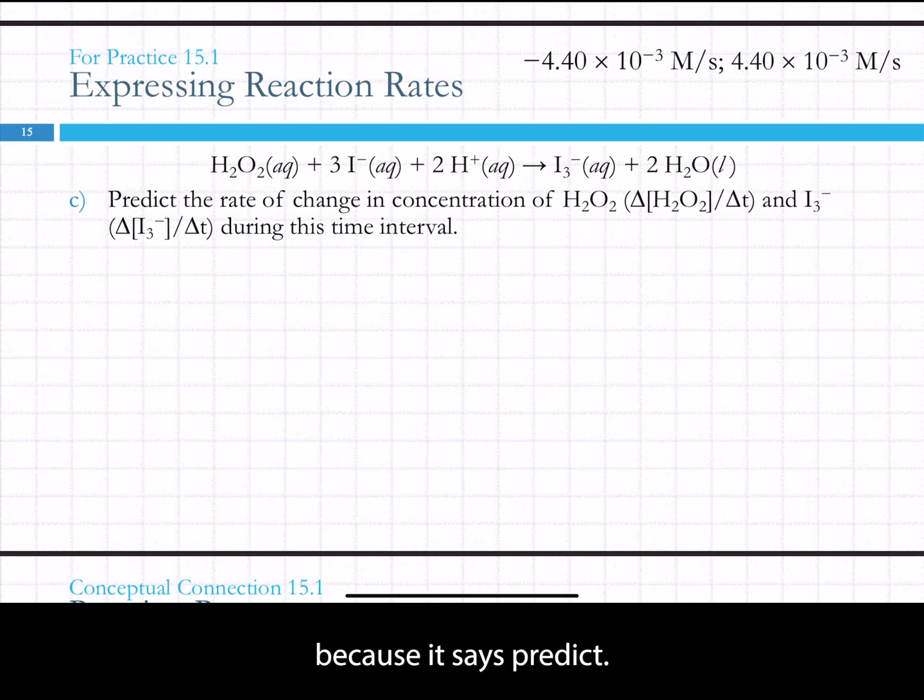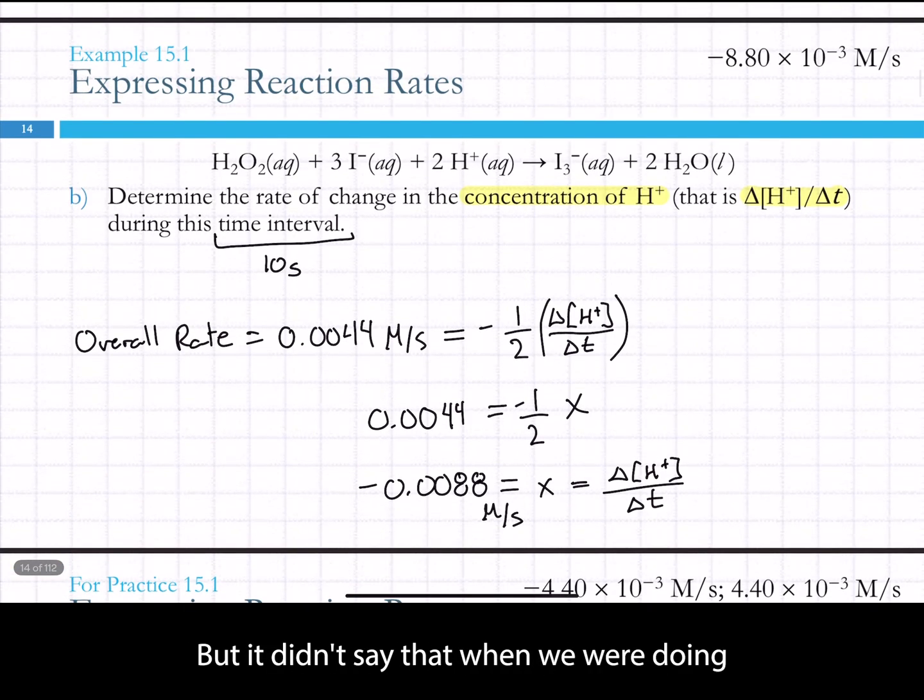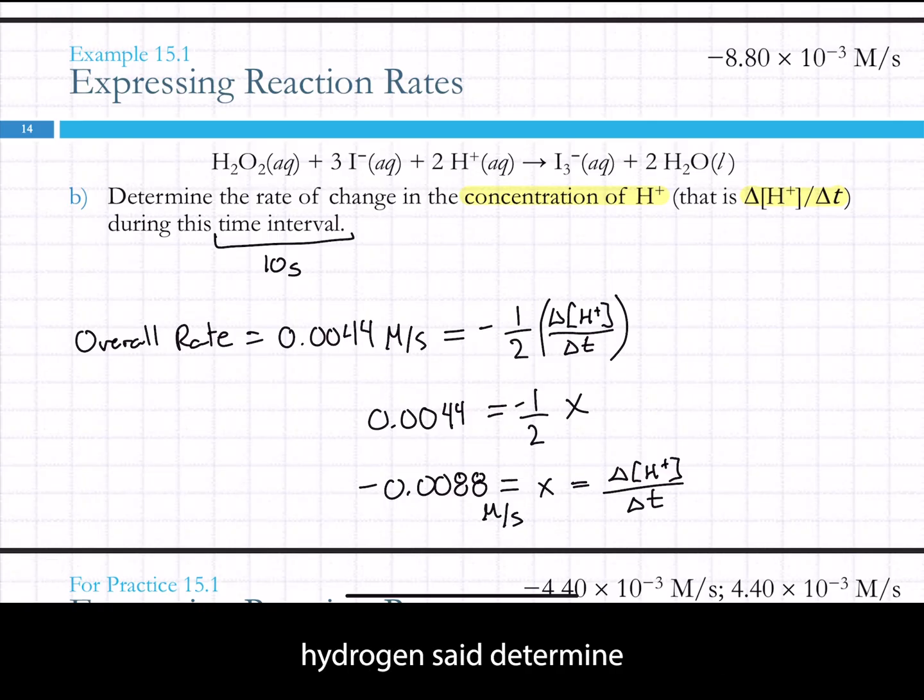I don't like it because it says predict. What we're doing is really predicting what it is, but it didn't say that when we were doing hydrogen. It said determine, even though we're going to do exactly the same thing. It could just say find it.